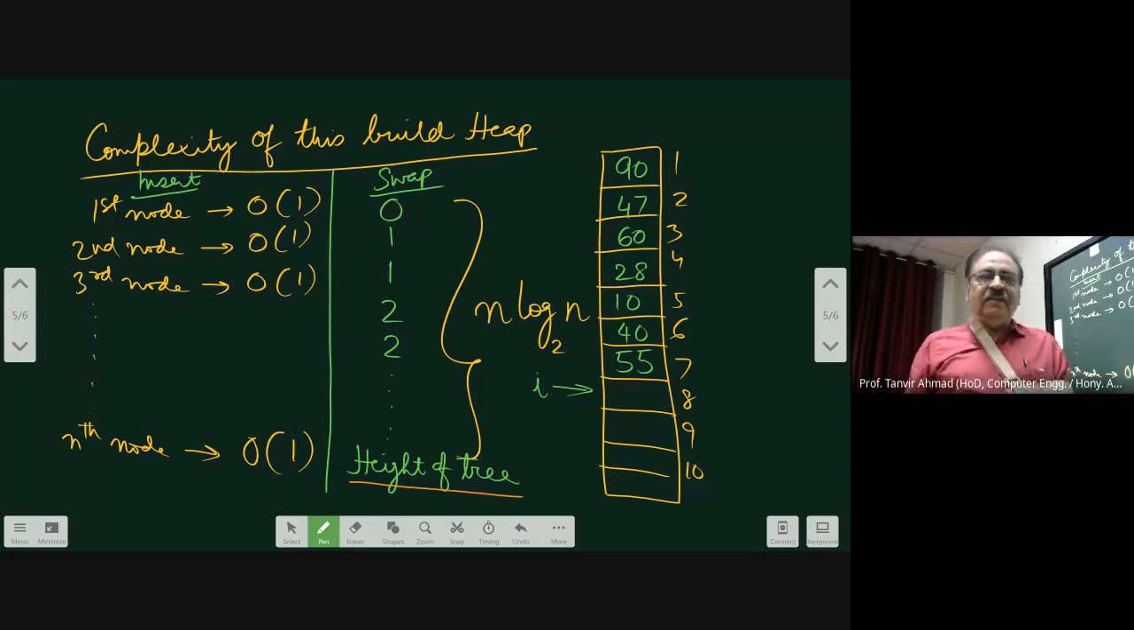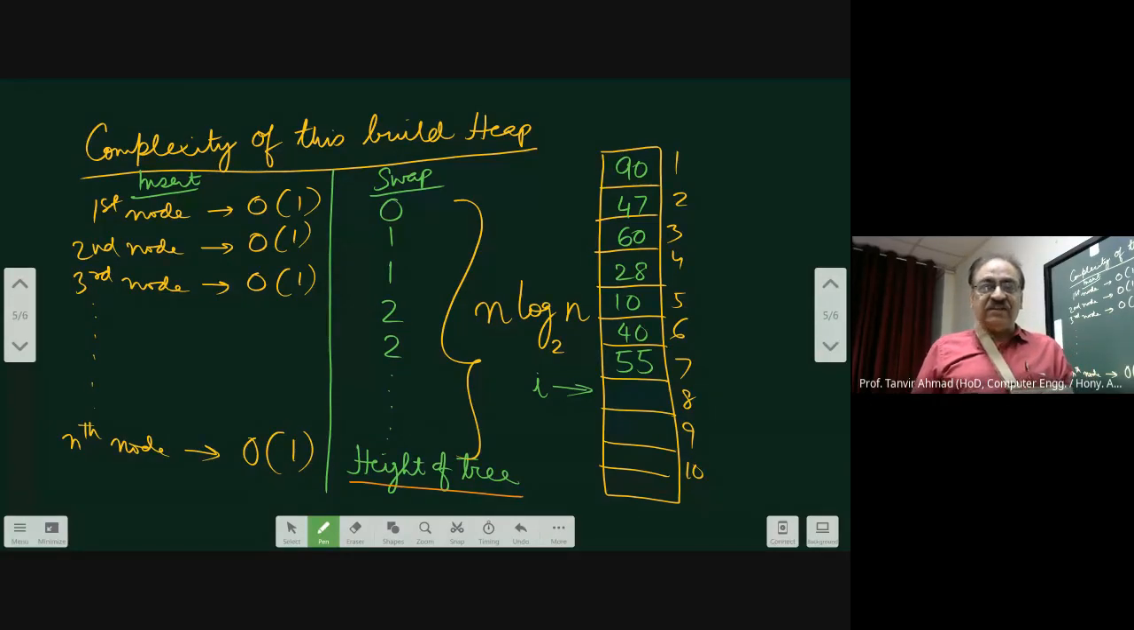Then I take all heights to be equal to log n. That means it will be on the order of n log n. And what is the insertion time? Order of n. Order of n plus order of n log n will give you order of n log n. Therefore, the total time to build the heap tree as well as swapping will not be bigger than n log n. And therefore, the complexity of building a heap tree is order of n log n.